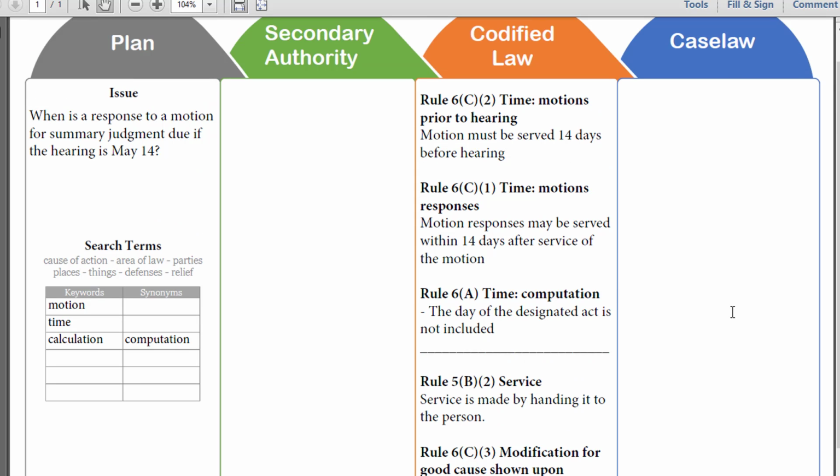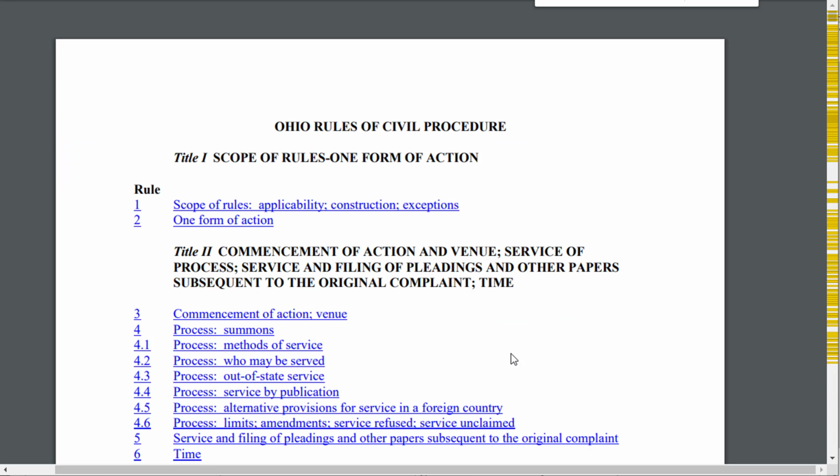So I hope you're not throwing too much hate my way, but this is real life. This is why researching is so hard, because we have to read all of these things together. Okay, so here's the answer, and we're going to need to read these basically in this order. So it's going to go 6C2, 6C1, and then 6A. And let me show you how to find that.